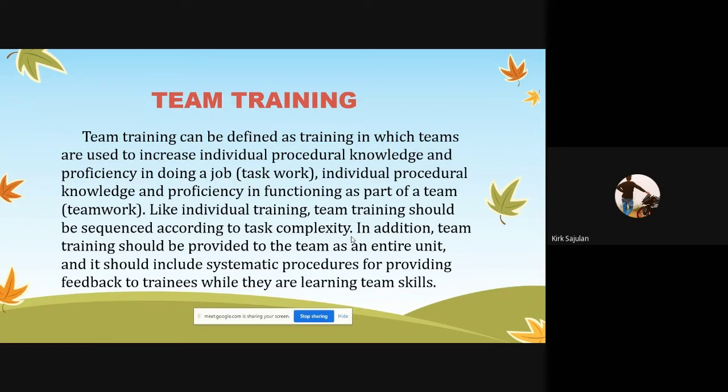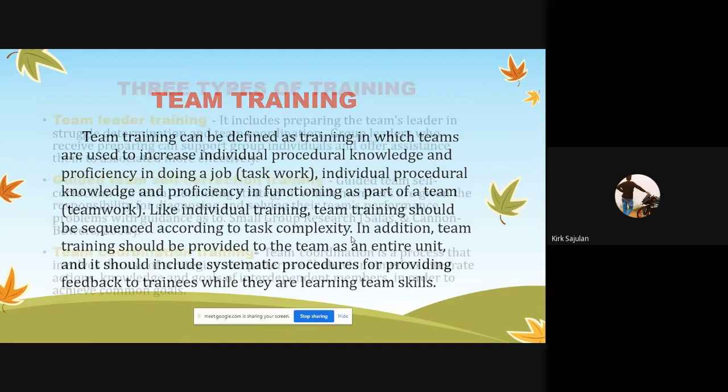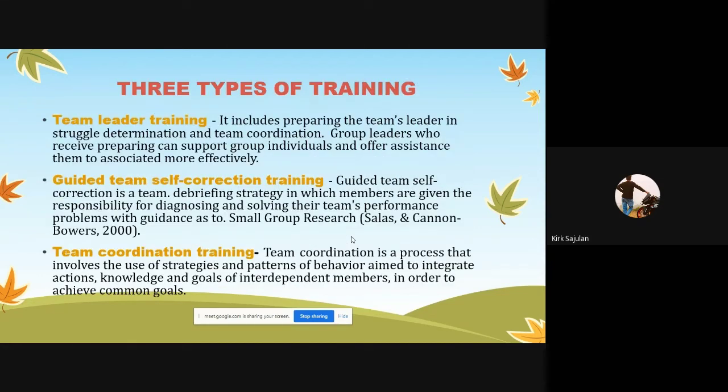Next, there are three types of training. Team leader training includes preparing the team leaders in conflict determination and team coordination. Group leaders who receive training can support group members and help them to interact more effectively.